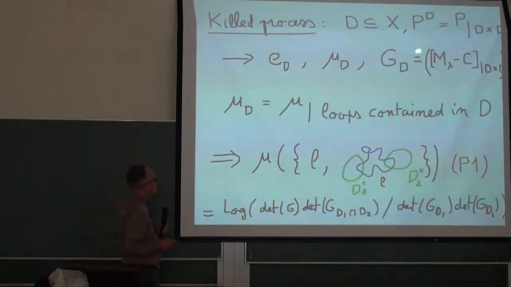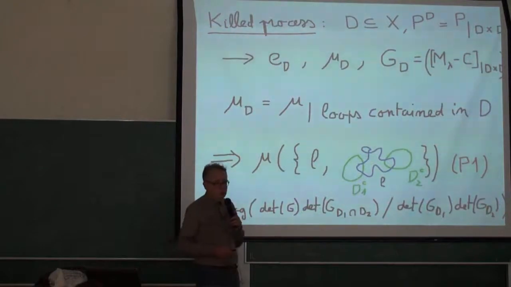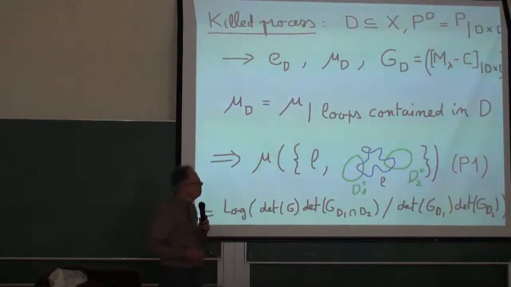So when you have a Markov chain, you can kill it out any subset. So you just kill the Markov chain when you get out of a set D. Then it changes, of course, the transition matrix. So it's a restriction of the transition matrix to D cross D. And it changes the energy. The loop measure will be the restriction of the loop measure to the subset D.